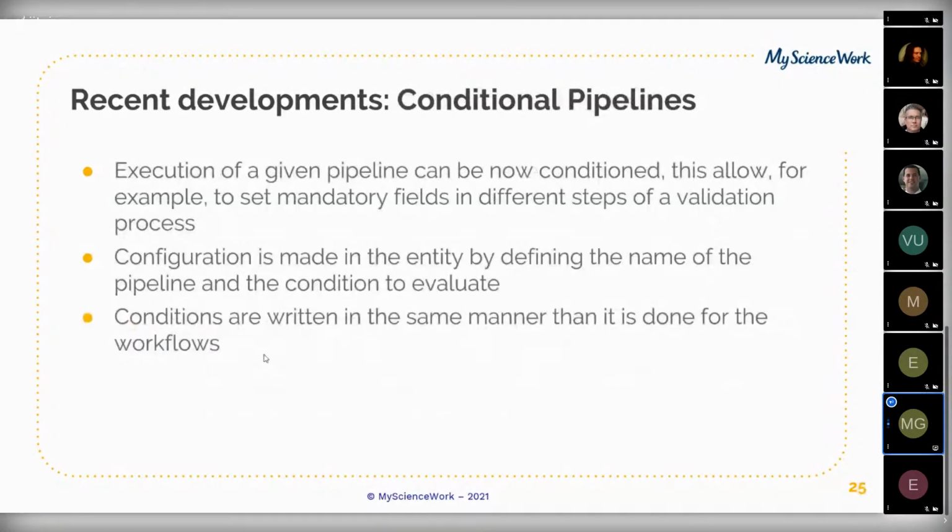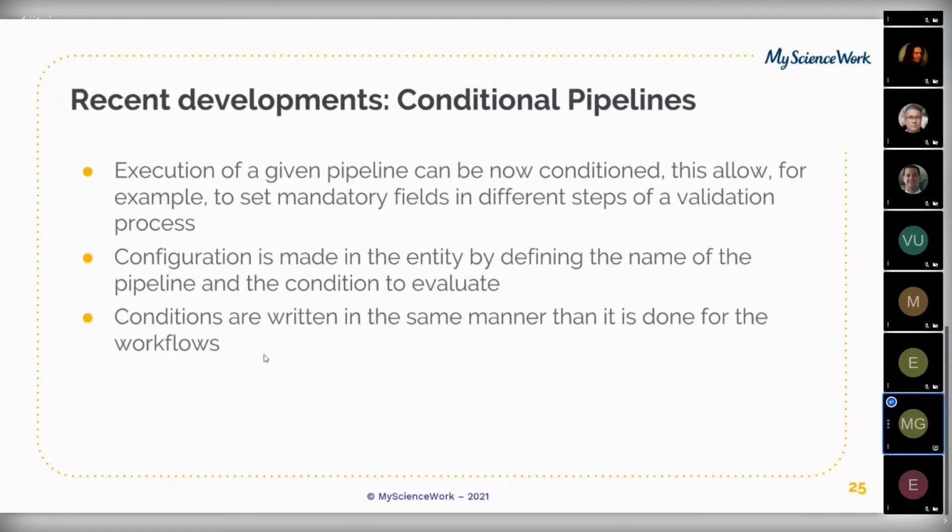And then the other one is to have conditional pipelines. As I said, the pipeline is the set of actions that are executed when a record comes in or is updated. Initially we had just a set of pipelines that can be executed, but they are always executed. You could not say, well, in some cases you need to execute them or not.